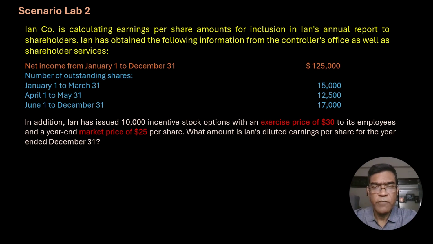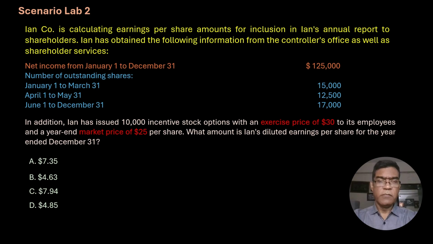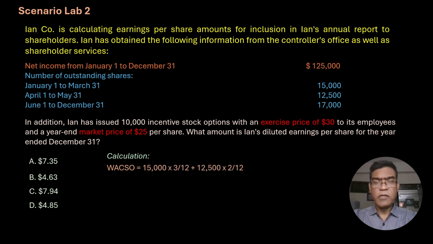Very simple, but very important. So what is the answer? A 7.35, B 4.63, C 7.94, D 4.85. So here is the calculation. Workflow is important over here. So 15,000, 3 months. So what is the weight? 3 months out of 12 months. So 15,000 times 3 divided by 12. 12,500, this is 2 months, 2 by 12. 17,000, it is 7 months, so 7 divided by 12. So if you calculate it, we get 15,750.